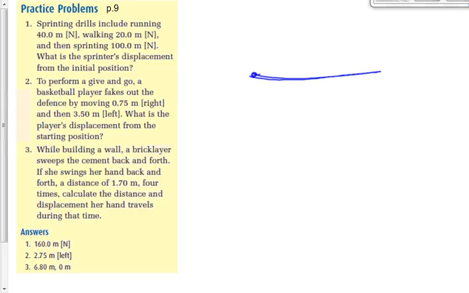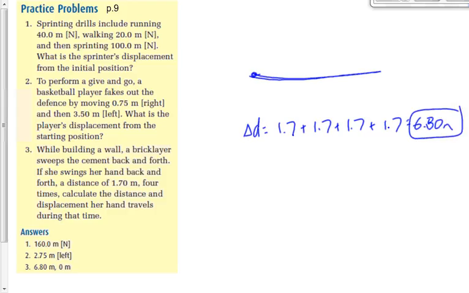So when we're trying to find the total distance after four times, 1.7 plus 1.7 plus 1.7 plus 1.7, let's add those distances together. And we're going to get 6.8 meters. But if we're trying to find the displacement, we're going to add the displacements together as well. But it's going to be 0 plus 0 plus 0 plus 0 gives me 0.